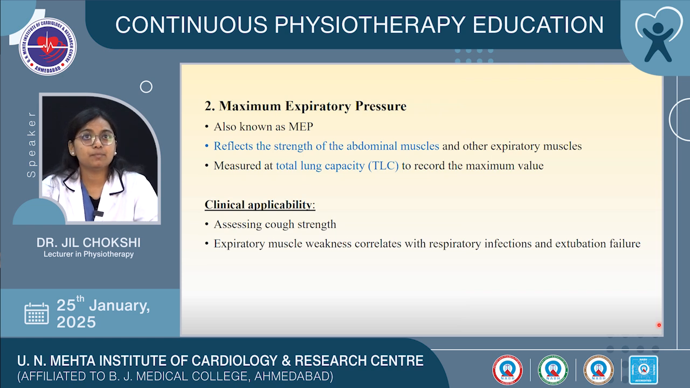Second one is the maximum expiratory pressure. It is also known as the MEP. It reflects the strength of the abdominal muscles and the other expiratory muscles. It is measured at the total lung capacity to record the maximum value. Total lung capacity means the maximum amount of air that can be held in the lung after maximal inspiration.